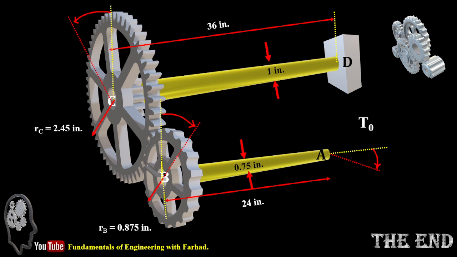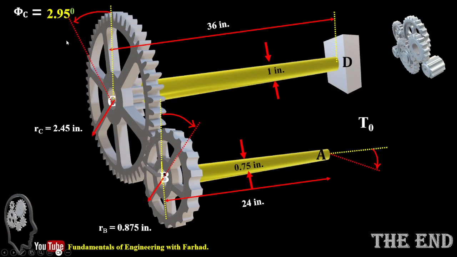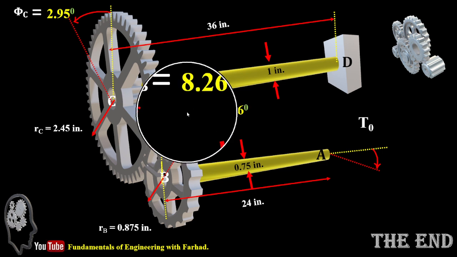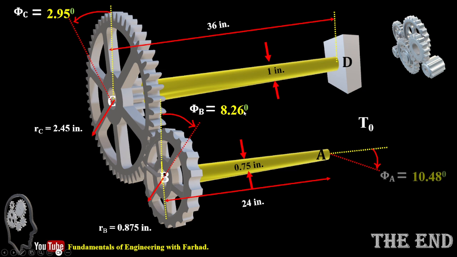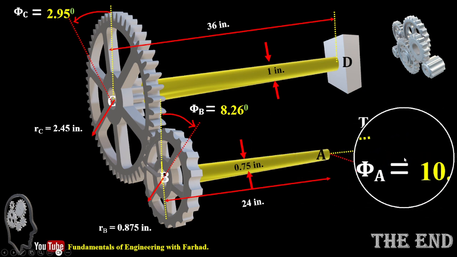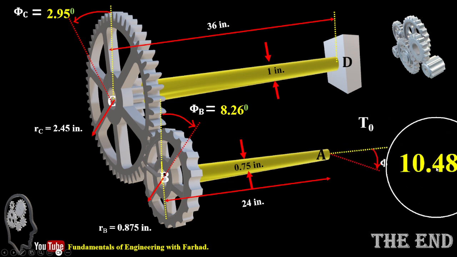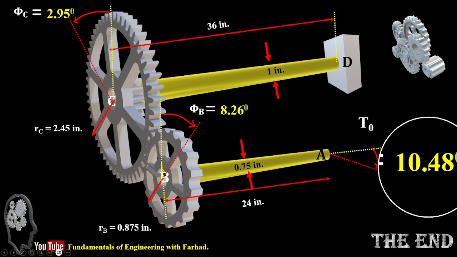Now we have all of them. We can go for phi C, which is 2.95 degrees. Phi B is 8.26 degrees, and phi A is 10.48 degrees, which is the main goal of this problem. We were looking for phi A, which is 10.48 degrees.